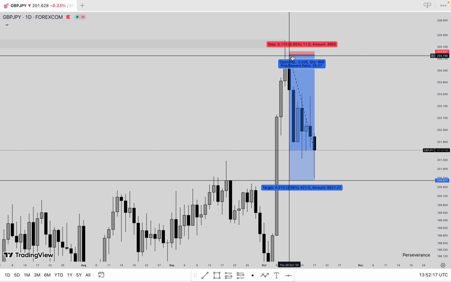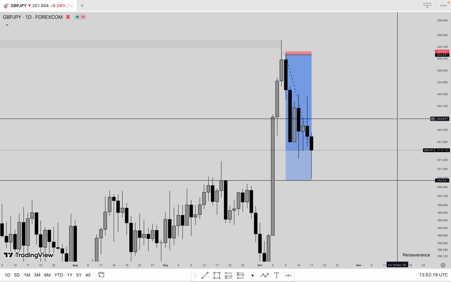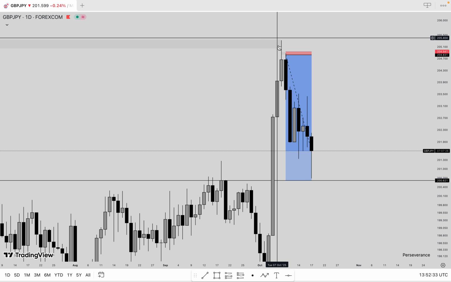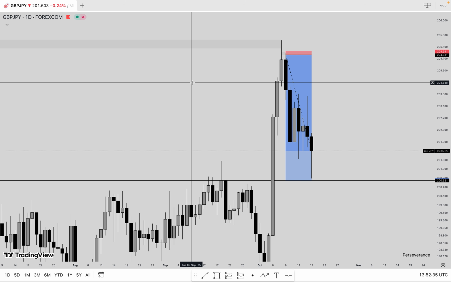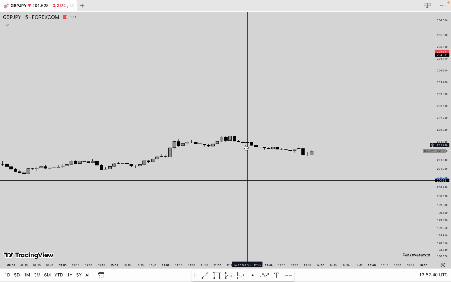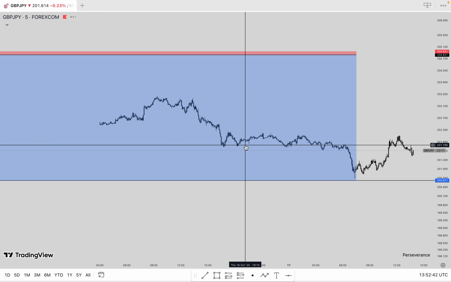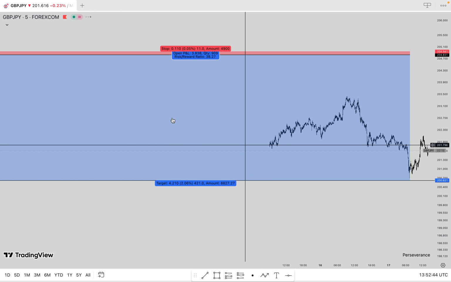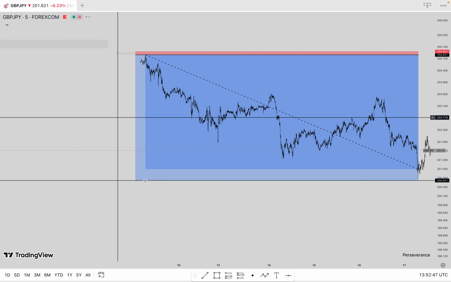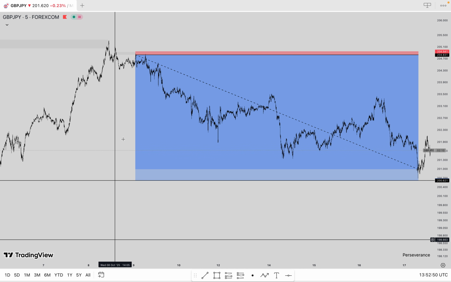Now when price was at this level, I went down to the lower time frame. For the lower time frame, you can use any time frame at all. You can use your 45 minutes, your 1 hour, your 15 minutes, your 5 minutes, your 3 minutes, any time frame at all, right? Now seeing this weak rejection, I went down to the lower time frame. In this case, I used the 5 minutes time frame.